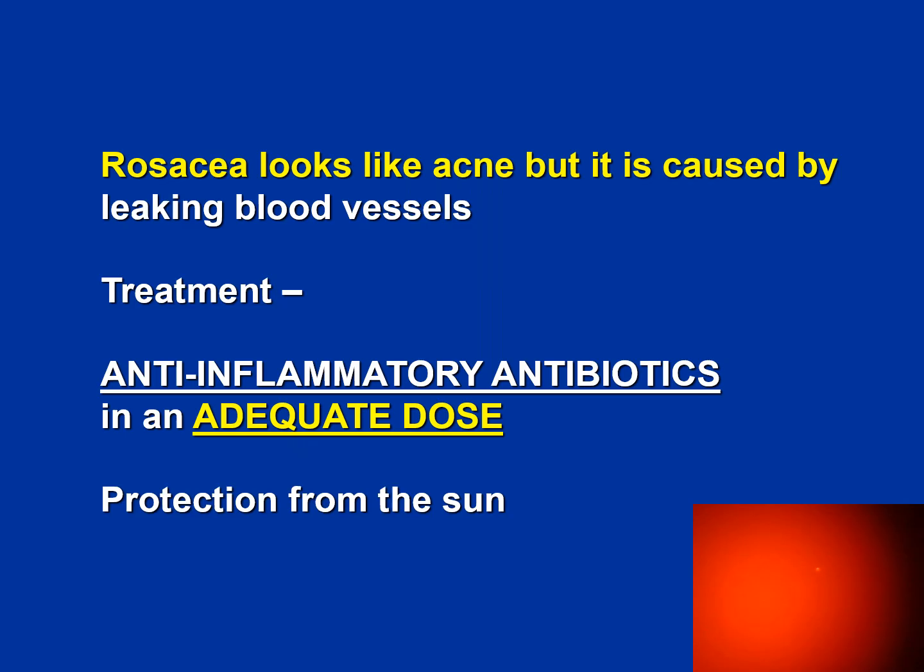Rosacea is a disease of middle-aged and elderly people. Acne is a disease of teenagers and young adults. Rosacea looks like acne, but it's not due to sebaceous glands enlarging and breaking. Rosacea is due to blood vessels in the skin leaking fluid. The blood vessels have opened up, hence the redness. When gaps appear in the blood vessels, fluid leaks out and the collections of fluid look like pimples.